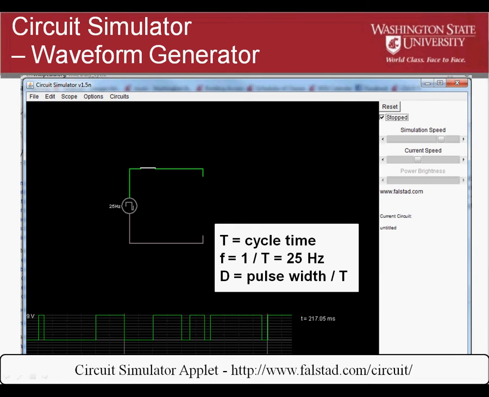Let's take a look at a web-based circuit simulator that's fairly simple to use and is intended to demonstrate many electrical concepts. The configuration shown here has a square wave with adjustable characteristics, a switch that's included, and in this space, there's a voltmeter. What we're focusing on is the cycle time, the period, the frequency, which is the reciprocal of the period, and again the duty cycle, which is the pulse width divided by the period.